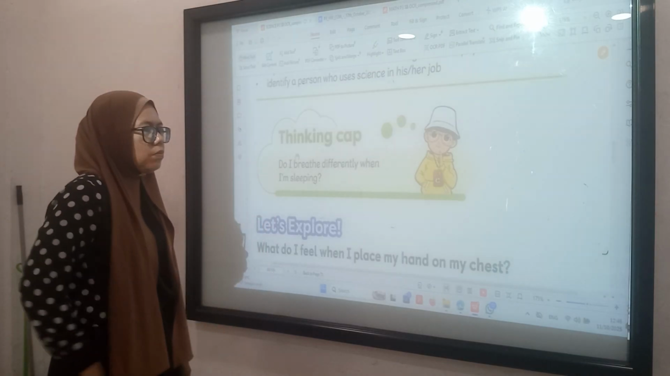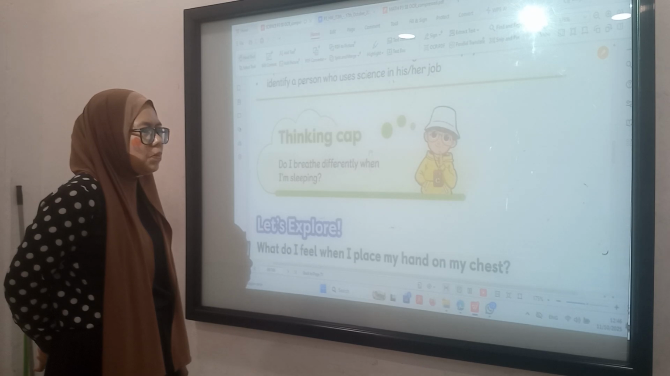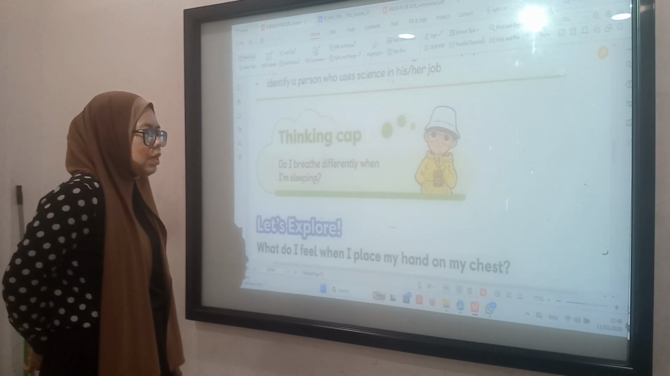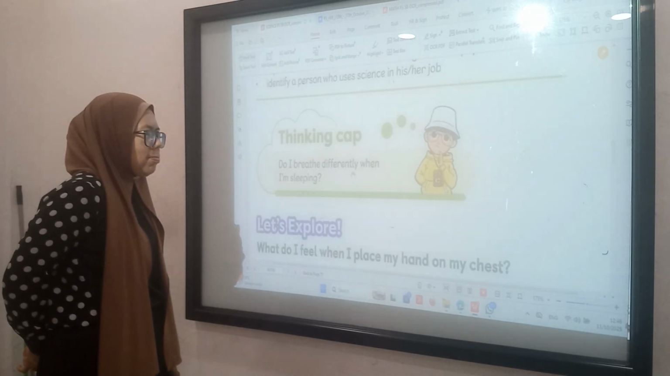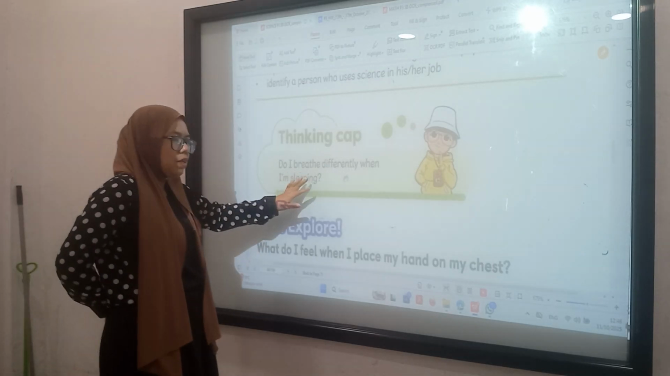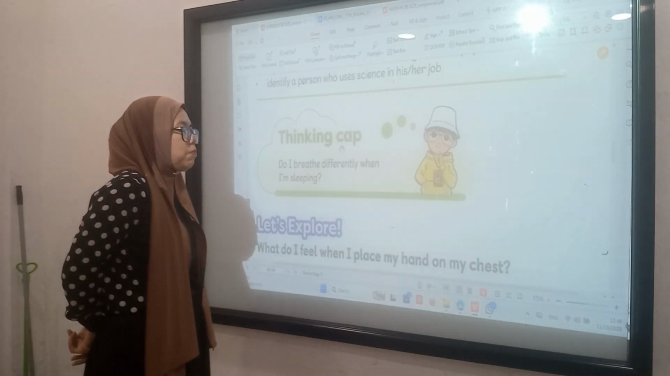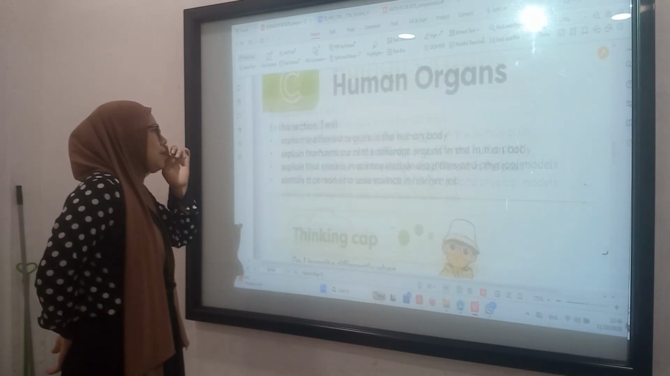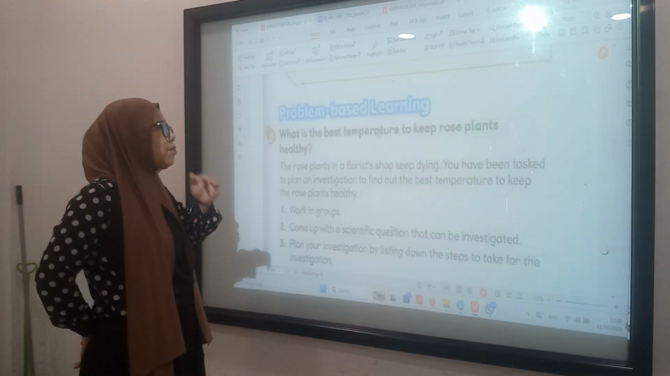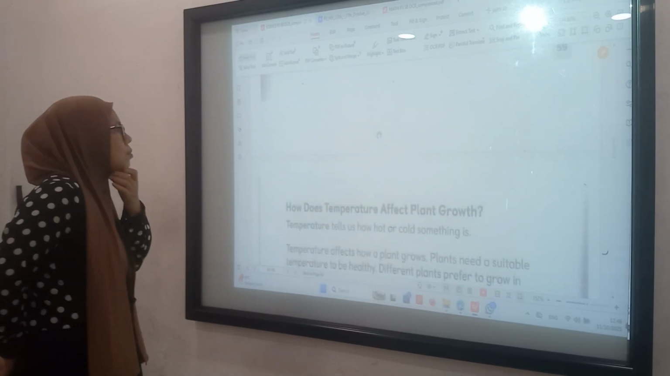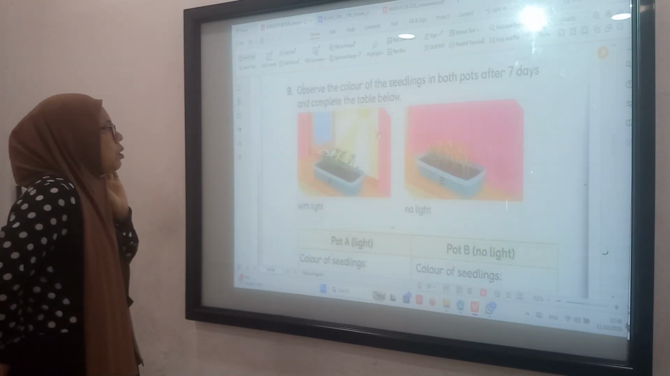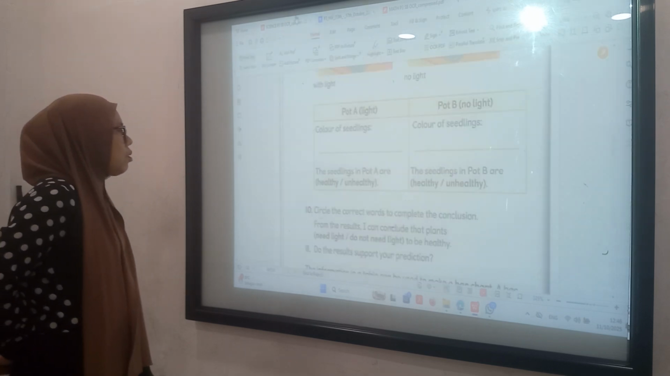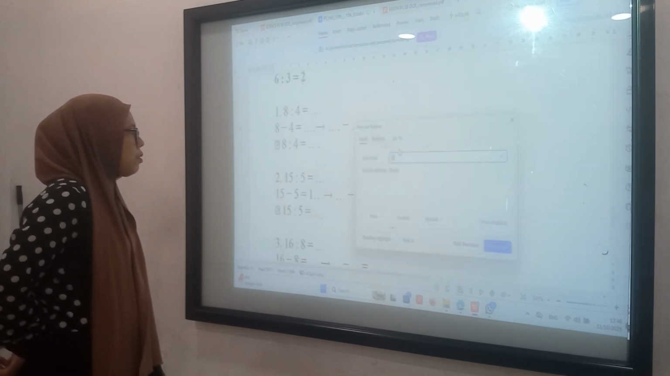Yeah, so actually the difference they talk about here is about the breathing rate. When we are sleeping, the breathing rate is slow, and when we are doing activities like running, the breathing rate becomes faster. Okay, so yeah, because in the above page it is about exercise, which is like practicing the way plants grow with many different things.